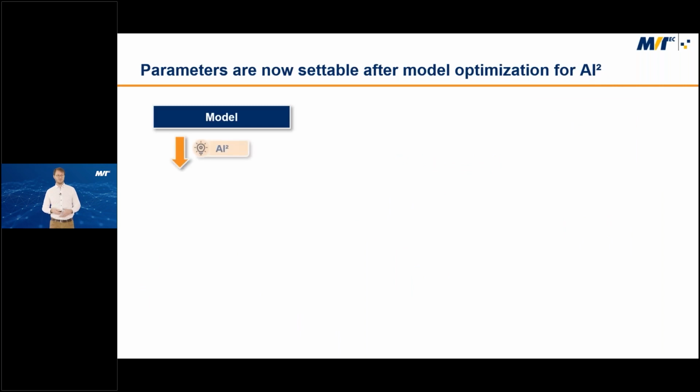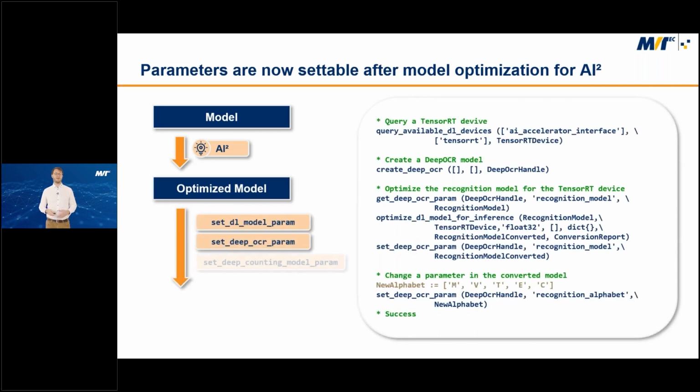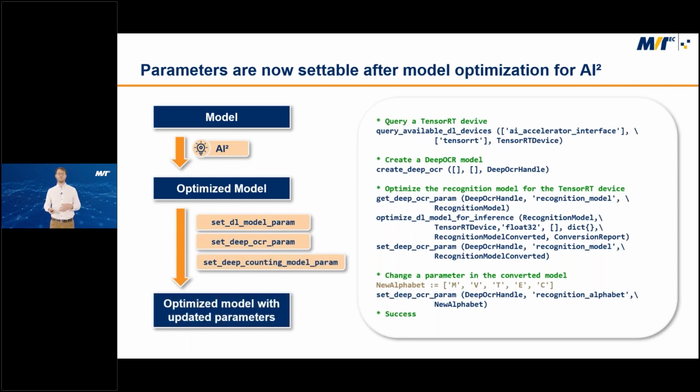So if you have your model, you used AI squared, so TensorRT or OpenVINO or stuff like this. You have your optimized model now, and now you can use set DL model param or set Deep OCR param, or deep counting param, depending on what you're doing. You can still set this after your model has been optimized.